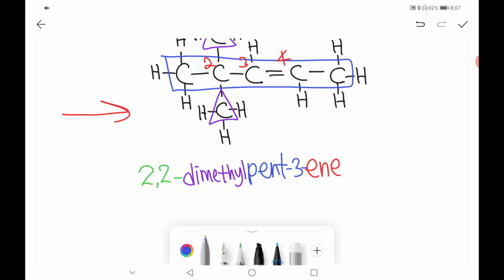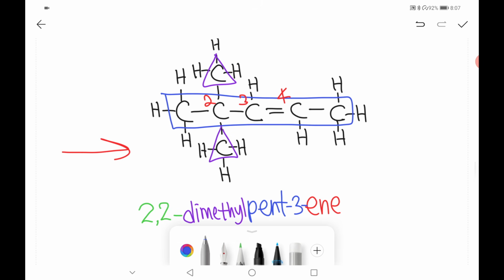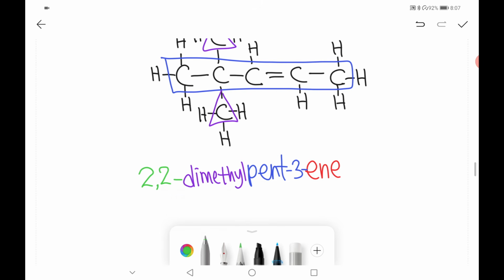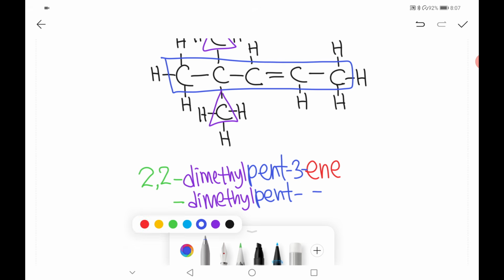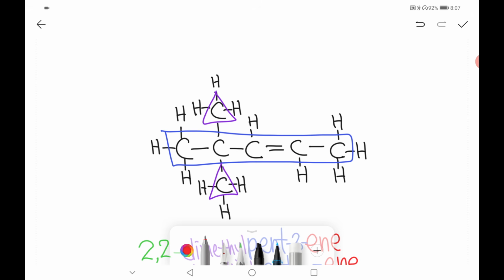Don't forget we need to try to count again from the opposite direction. So now we can copy back the whole naming first, and then only count from the opposite direction. Now we count from the right to the left. So this is carbon number 1, number 2, number 3, number 4 and number 5.